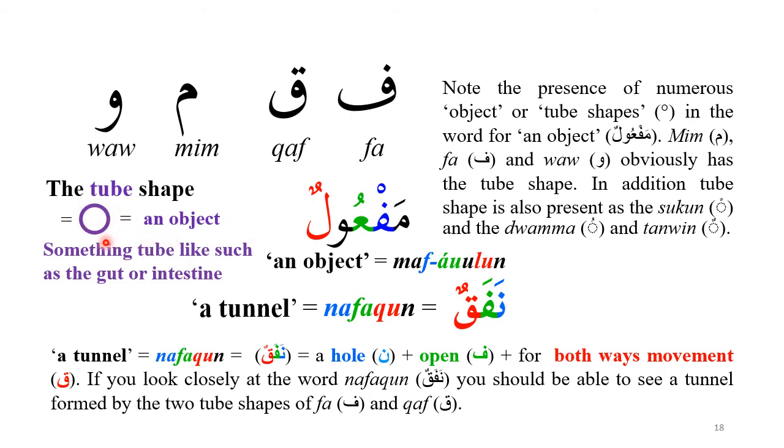The tube shape is shown in cross section, something tube-like, such as a gut, intestine, or a tunnel, something like that. For example, say nafakun, which means a tunnel. You can see the noon is a hole, and fa and kaf have the tunnel shape. So fa is opening and kaf is both ways. So a tunnel is basically defined as a hole which is open on both sides. Very interesting definition, isn't it?